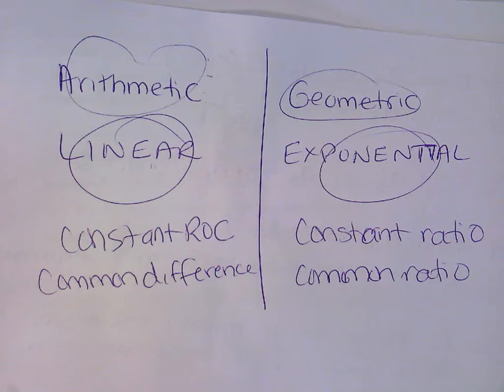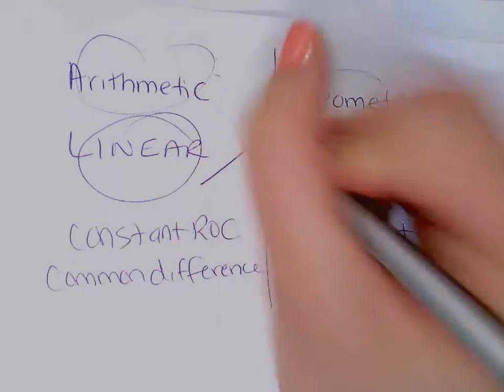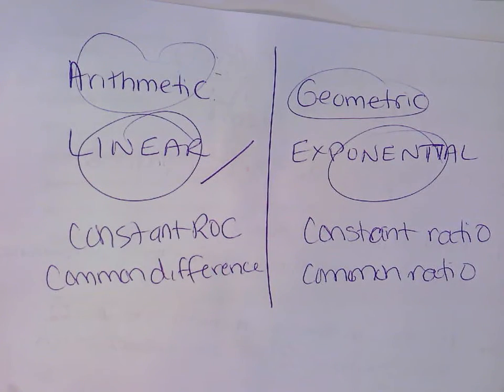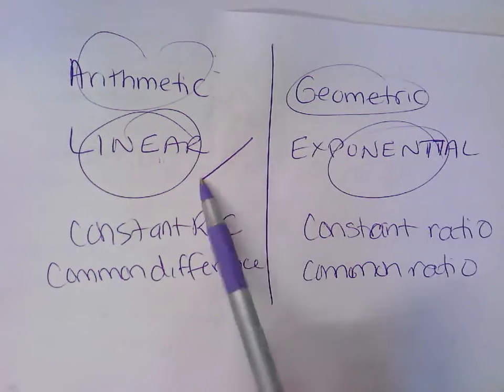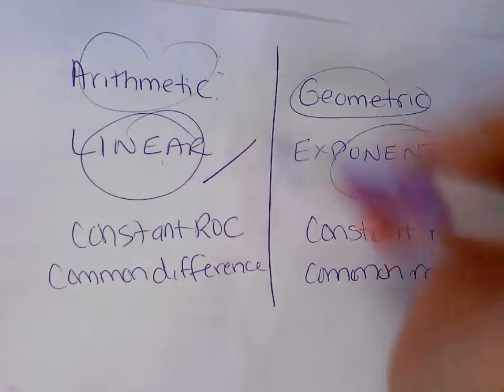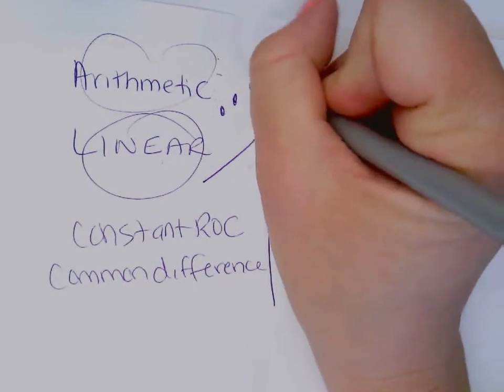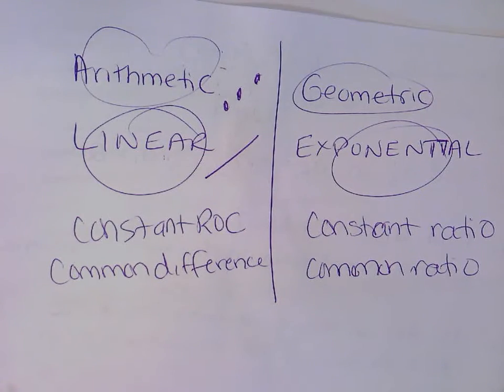What does their graph look like? A linear graph might look like this. How is that different than my arithmetic sequence graph? Describe it. You don't even have to use the vocabulary. Is that what a sequence graph is going to look like? How is this graph different than this graph? They're different. Yeah.